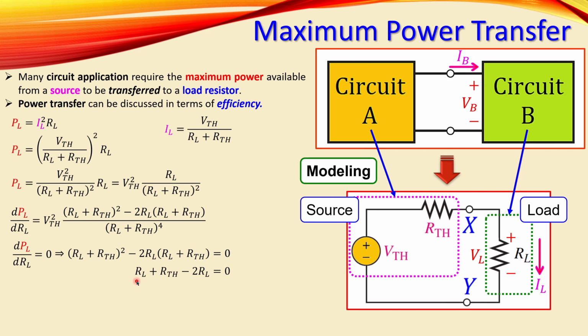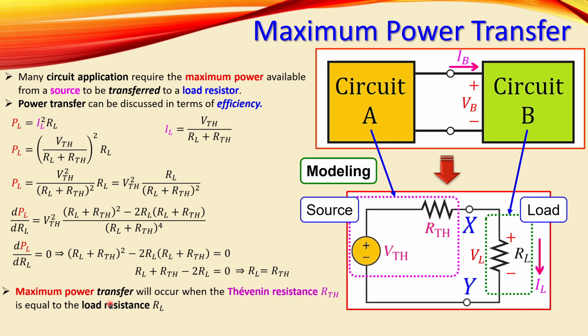Now what you see is very interesting. RL is equal to RTH. So the load resistor must be equal to the Thévenin resistance. Very interesting result. So maximum power transfer will occur when the Thévenin resistance is equal to the load resistance. This is a nice result, and this will be then used in our example.